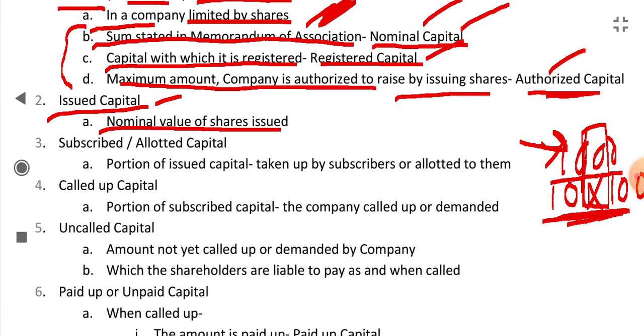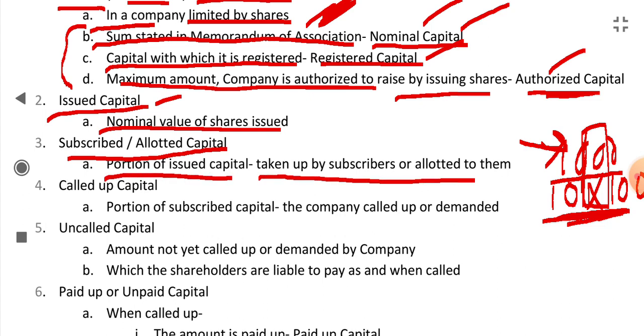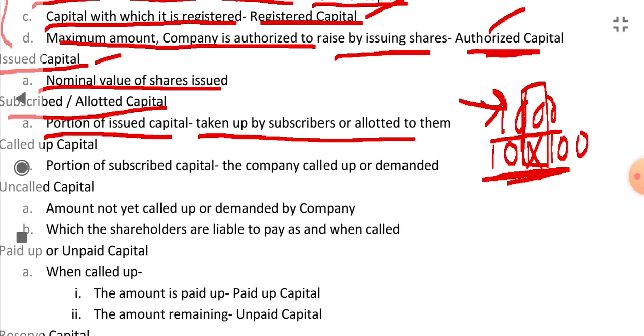What is subscribed capital or allotted capital? The portion of issued capital taken up by subscribers or allotted to them. Suppose out of this issued capital, the public buys 60 shares. So 60 into 10, the subscribed or allotted capital will be 600.